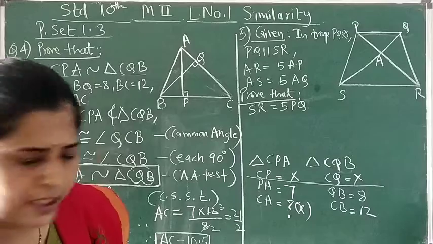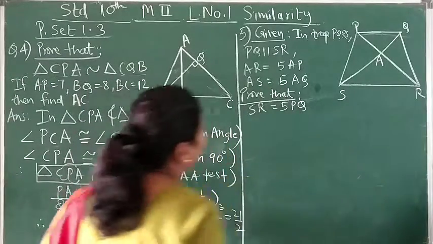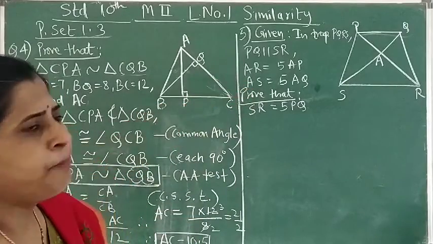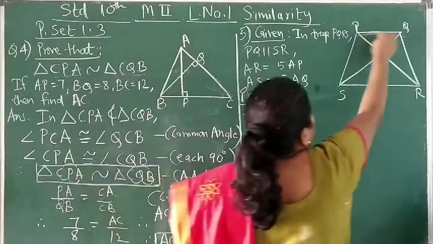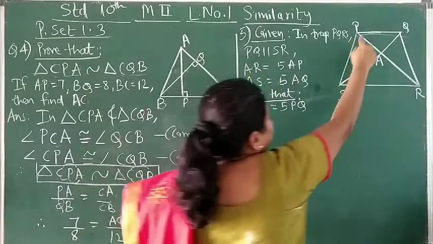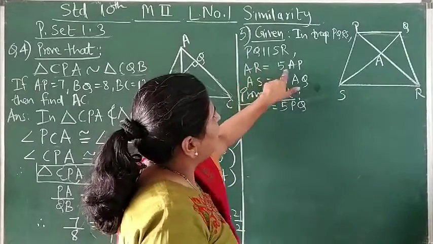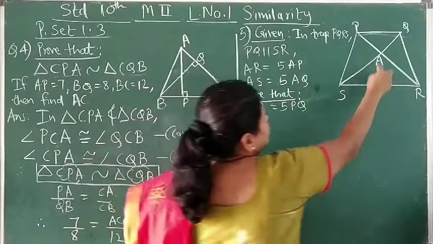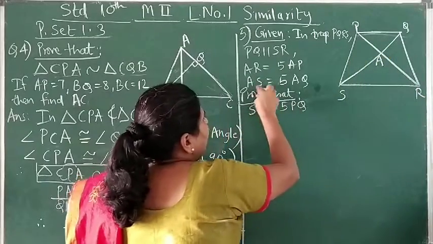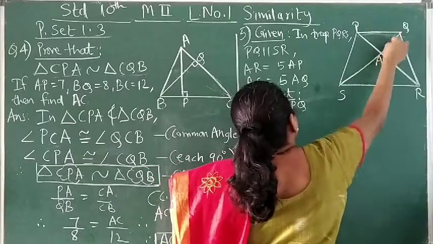Now let's go for solving question number 5. In question number 5, it's given that in trapezium PQRS, PQ is parallel to SR. You can see this PQ is parallel to SR. And AR is 5 times AP. Where is AR? This is AR, and this is 5 times AP. AS is equal to 5 times AQ.